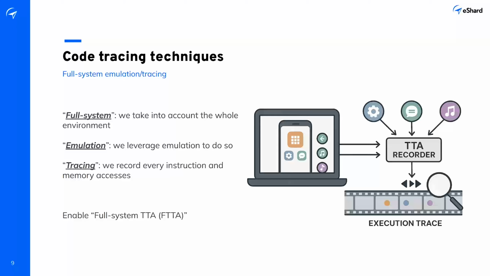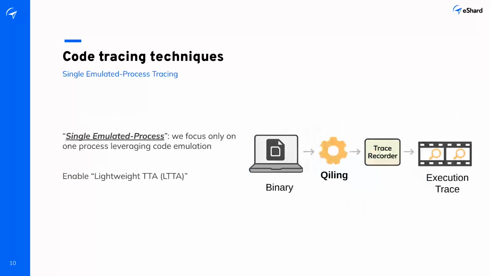So it is very useful if the main question that you have is, how does a specific program interact with its environment? But sometimes you just don't care about that interaction. You just want to focus on one single process. So luckily, there are other ways to trace the execution of a program. All that we need is to plug our trace generator into the tracer to enable a more, I would say, lightweight TTA. In the previous webinar, Qiling was leveraged as the tracer.